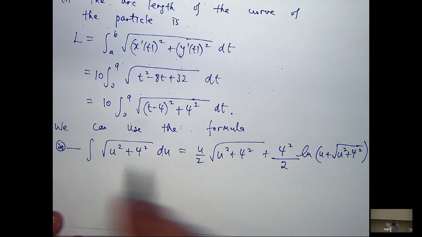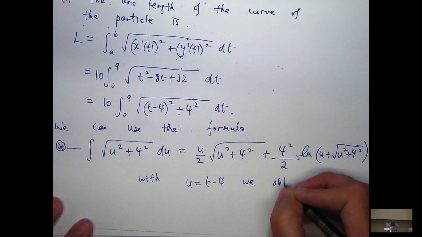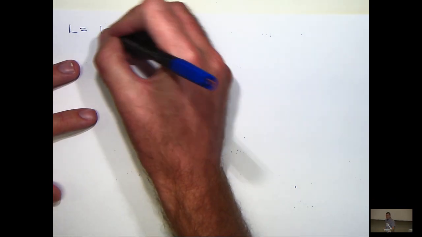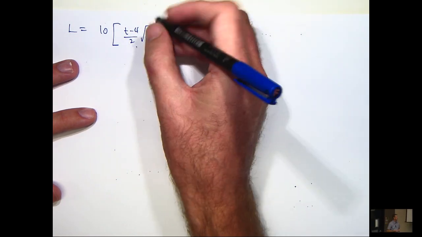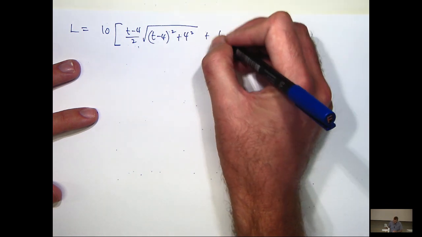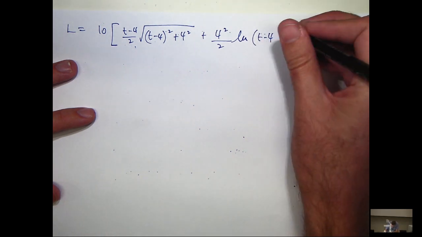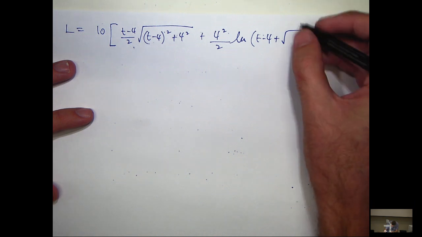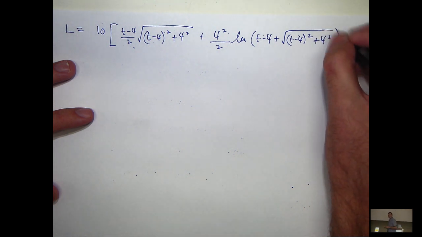So if we use this with u equals t minus 4, we obtain the following. So this would be pretty impossible, I reckon, if you got it in an exam. You'd be pretty unhappy, I reckon, because you wouldn't have time to do all the calculations. Okay, so it's looking a bit messy.